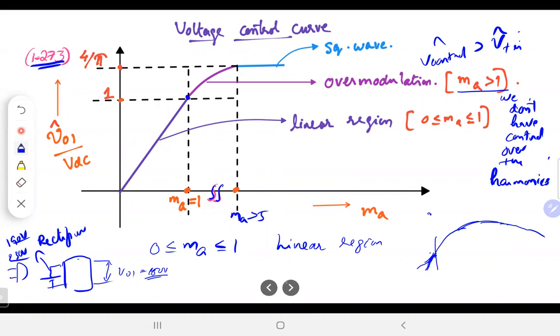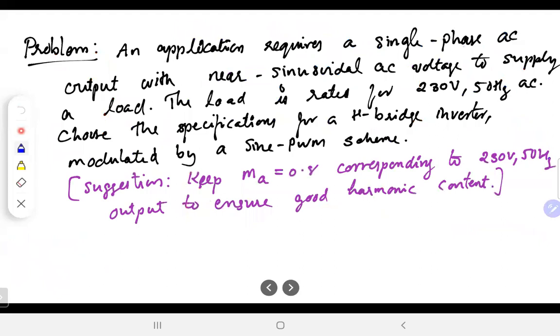So it is always possible to use overmodulation for momentary fundamental correction. I think we have crossed the time, so I will just state this problem.